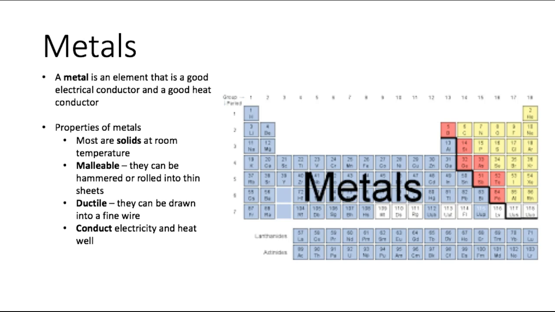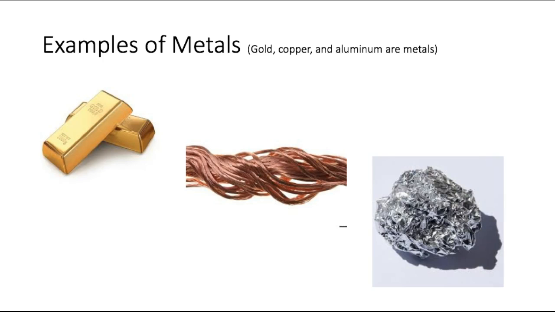Ductile means that they can be drawn into a fine wire. Again, thinking of copper, you can have a very, very thin copper wire. That's because it's ductile, and it will conduct electricity and heat well. Some examples of metals are gold, copper, and aluminum. You'll notice in these pictures they're all shiny. In general, metals are going to be shiny unless they've been oxidized, like if you've ever seen silver that's tarnished, that's when it's been oxidized. So as long as it's not oxidized, your metal will be shiny.